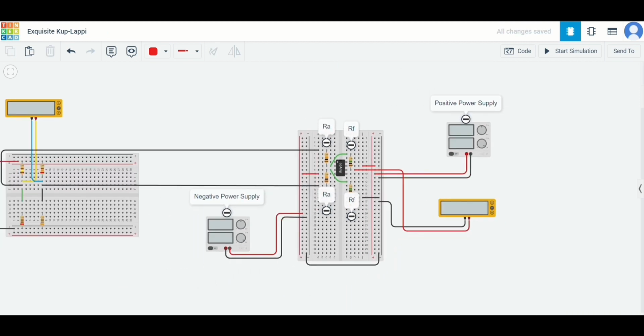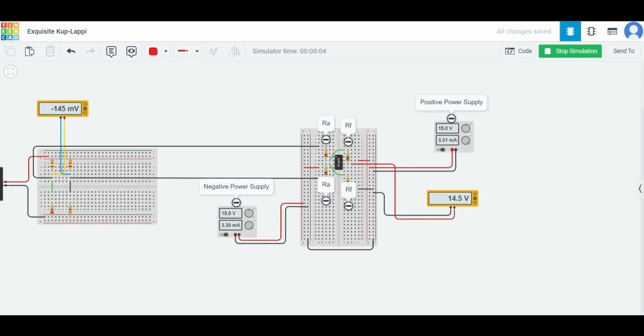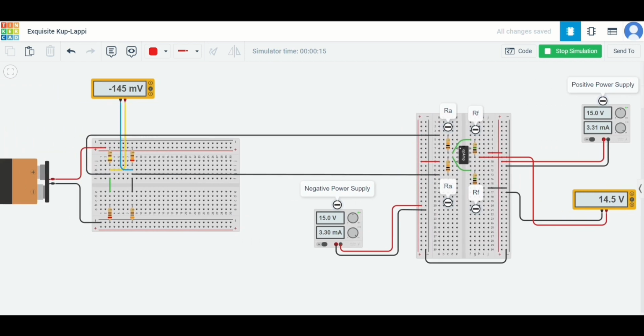When we run the simulation, the multimeter connected to the Wheatstone bridge shows an output voltage of 145 millivolts. Meanwhile, the multimeter connected to the differential amplifier shows an output voltage of 14.5 volts.